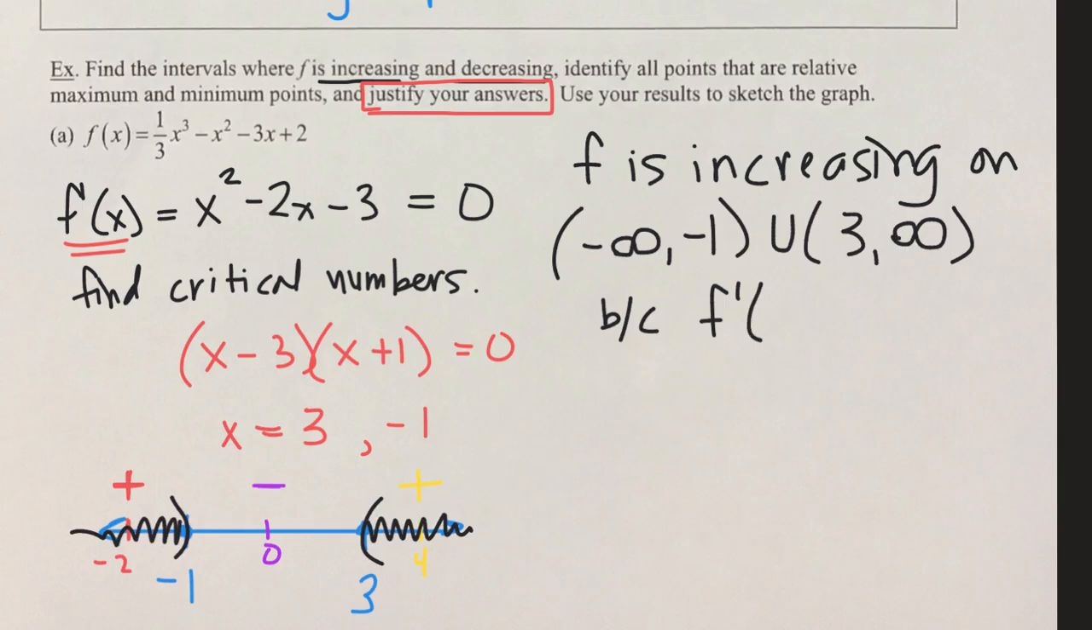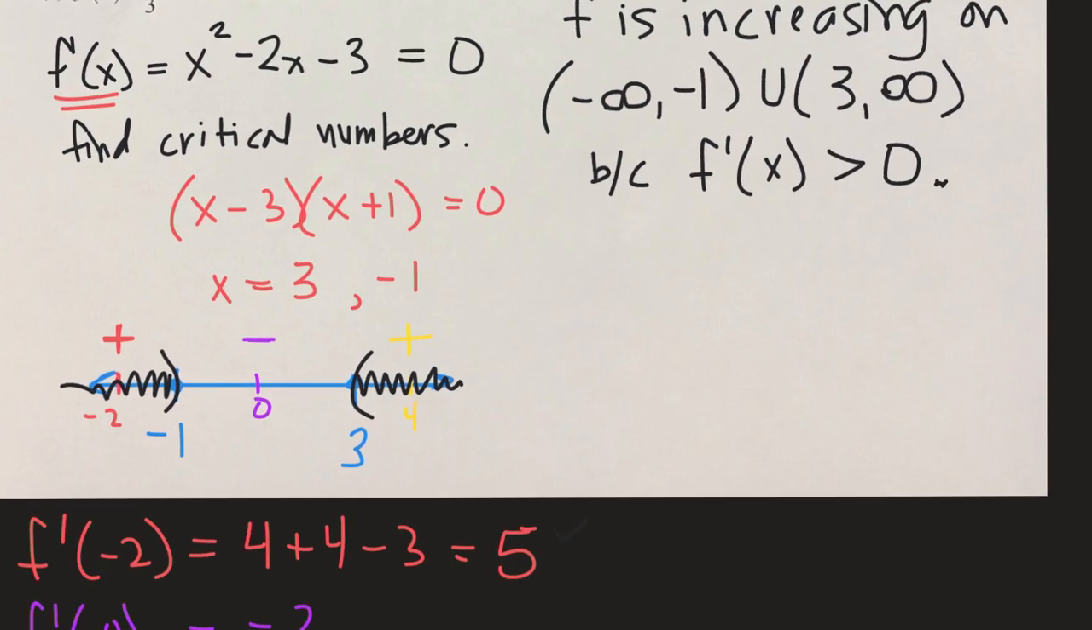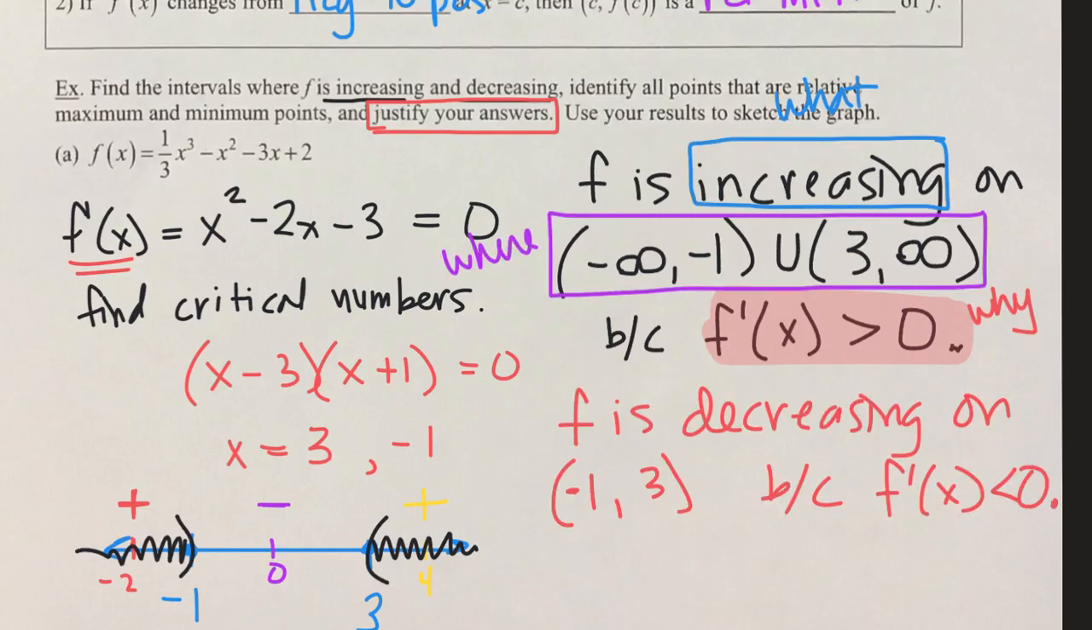because our derivative is positive. We have a positive 5 if it's less than negative 1, and a positive 5 if it's greater than 3. Those represent all of our values. So we have these two intervals, and this is your justification, with all of your math below. Our derivative is positive, so f is increasing. We say a similar thing for our decreasing interval, but because our derivative is negative. So there's your interval of decreasing.